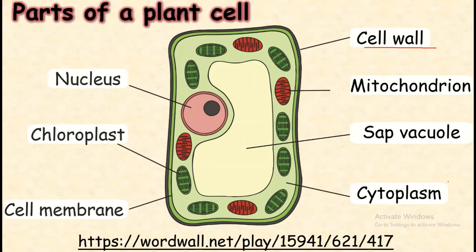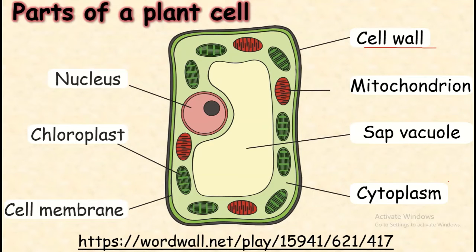The next one is the cell membrane. This is also a very thin layer, but it is flexible, and it comes after the cell wall. Now the cell membrane allows some substances to come inside the cell and allows some substances to go out of the cell. It also stops those materials which are dangerous for the cell from entering the cell.